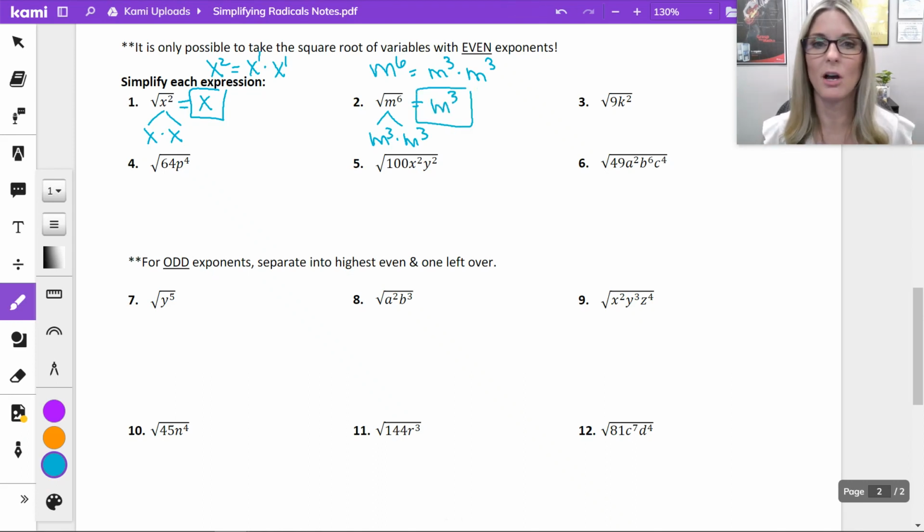You'll see some people talk about taking half of the exponent. So half of 6 is 3. But there is a mathematical reason behind that.